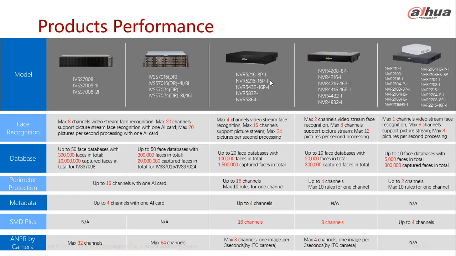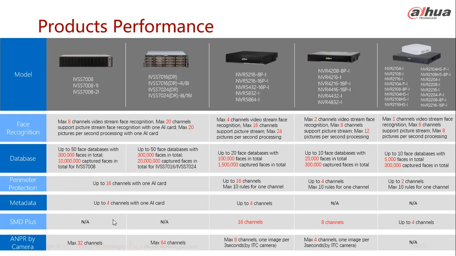So if you're having an NVR 5 series, you can do a maximum of 4 channels video stream FR and 16 FD. So I hope that is clear. For 2 series, you can do only 1 face recognition camera and 8 face detection. So for database cases, also the higher the product, the high-end family product, the better the storage ability and so on.